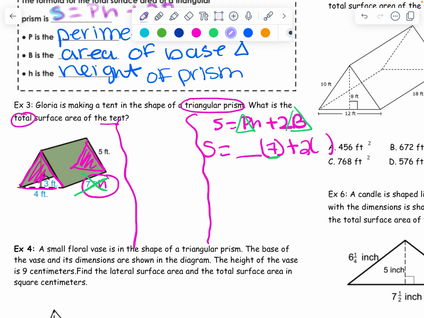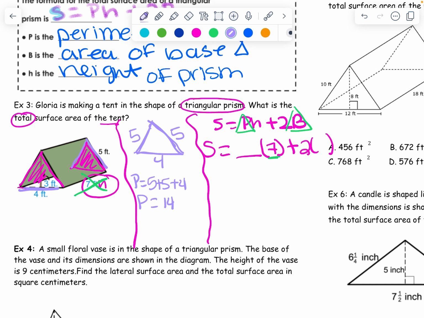Okay, the next thing I'm going to do is draw my base just like I see it, which is a triangle. And then I notice that this is 4, so I'm going to write 4. This side is 5. Therefore, this side is also 5. So kind of like the question 2 that I did with you, the perimeter, I'm going to add all the sides of the triangle. So I'm going to do 5 plus 4 plus 5. So 5 plus 5 plus 4. So my perimeter is 14.